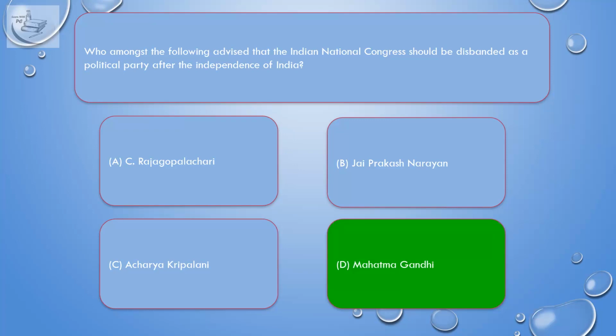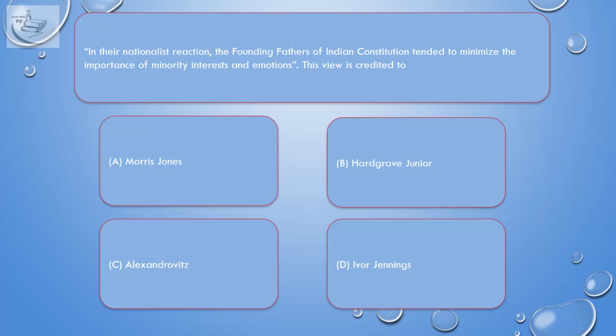Correct answer is D. Mahatma Gandhi. Question: In their nationalist reaction, the founding fathers of Indian Constitution tended to minimize the importance of minority interests and emotions. This view is credited to A. Morris Jones, B. Hargrave Jr., C. Alexandrowitz, D. Ivor Jennings.